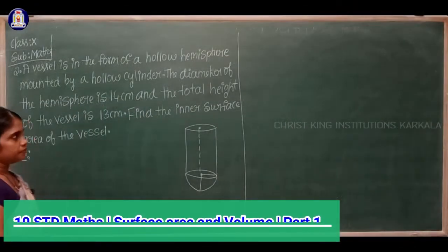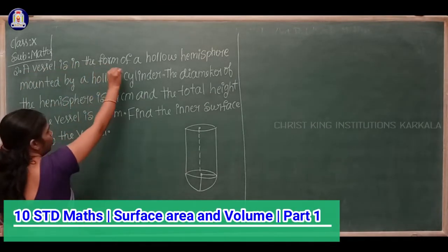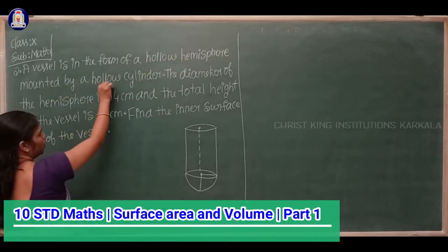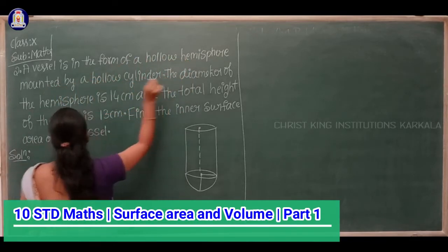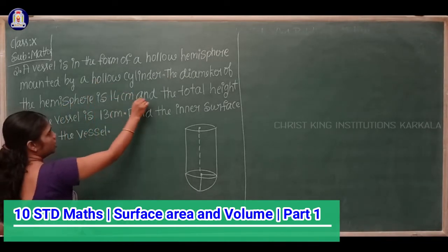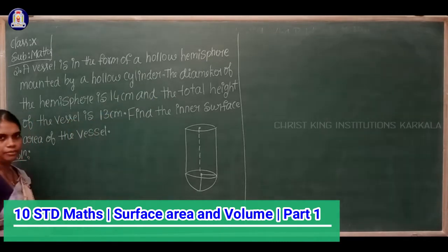Next question, this is your second question. A vessel is in the form of a hollow hemisphere mounted by a hollow cylinder. The diameter of the hemisphere is 14 centimeter and the total height of the vessel is 13 centimeter. Find the inner surface area of the vessel.